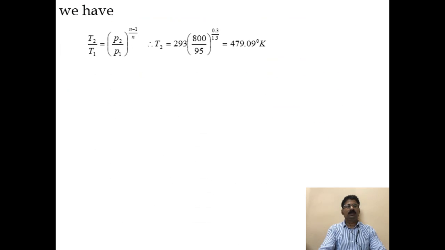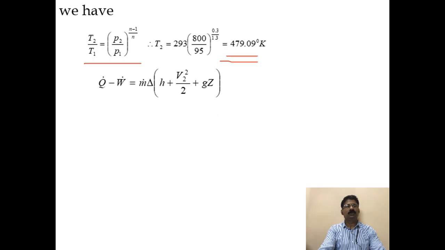So for this problem, first you have to find out the exit temperature using the temperature pressure relationship for the polytropic process, because PV to the power 1.3 is given. So it is nothing but the polytropic process. So you should know the temperature pressure relationship for the polytropic process, which is T2 by T1 is equal to P2 by P1 to the power n minus 1 by n. And if you substitute, you will get T2 as 479.09 degree Kelvin.